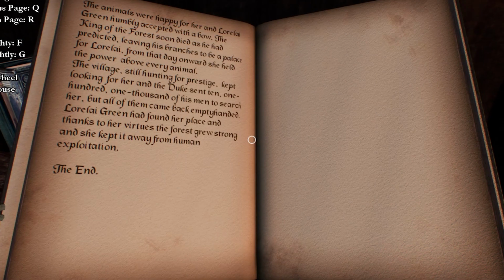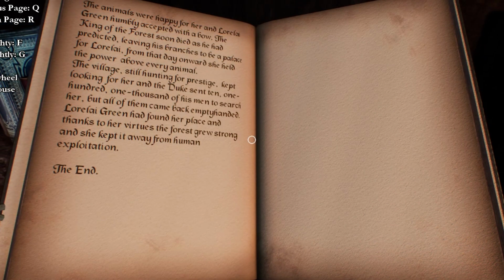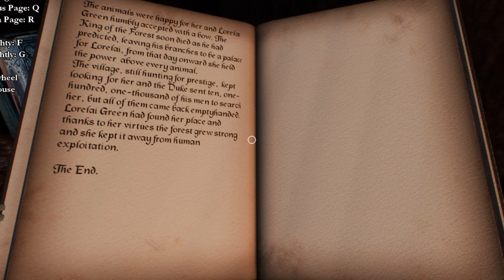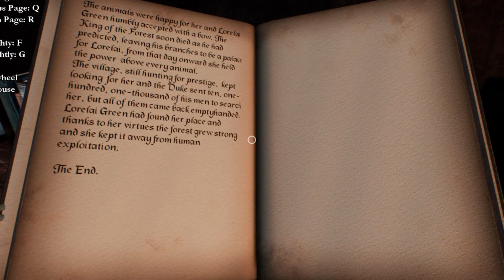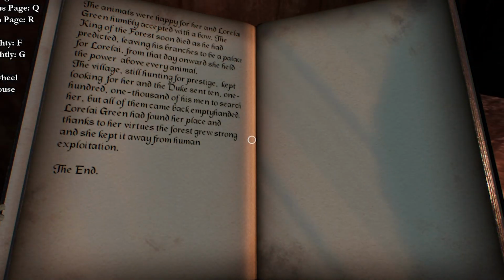The village, still hunting for prestige, kept on looking for her, and the Duke sent 10, 100, 1,000 of his men to search for her. But all of them came back empty-handed. Lorelei Green had found her place, and thanks to her virtues, the forest grew strong, and she kept it away from human exploration. The end.